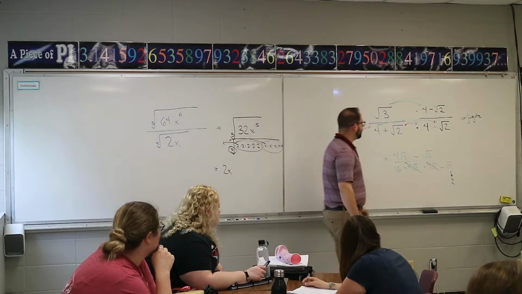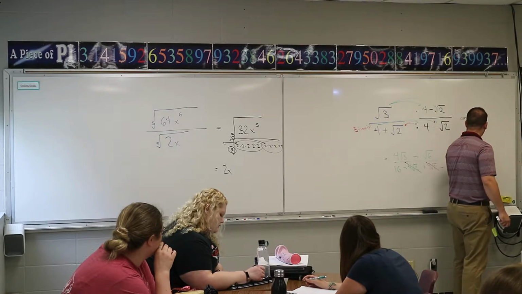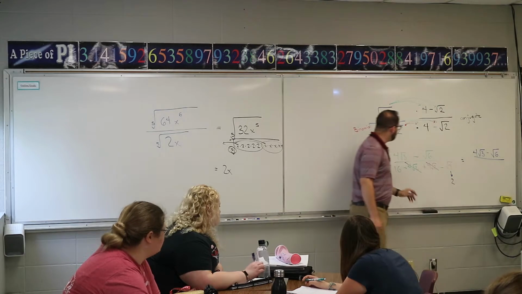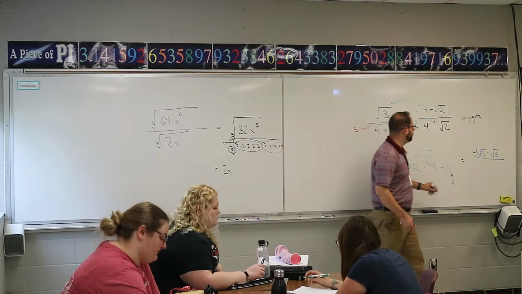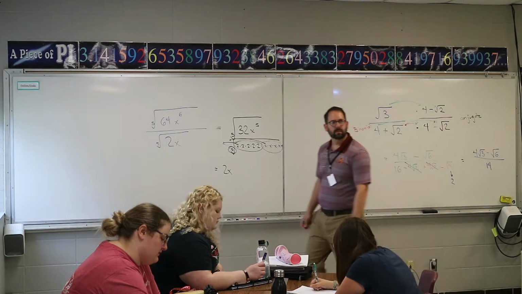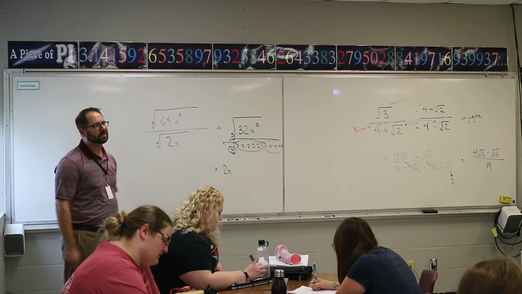So what my answer actually is, so far, is 4 root 3 minus root 6. And on the bottom, I have 16 minus 2. Well, 16 minus 2, what is that, 14? There's your answer. I would accept that as your answer. The back of the book will probably go further. I like that answer, the better answer.